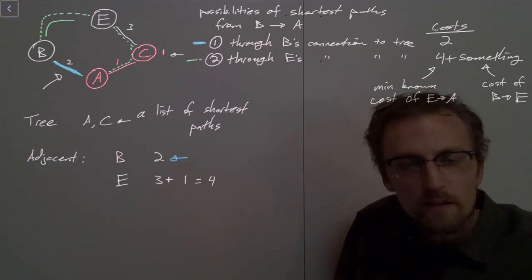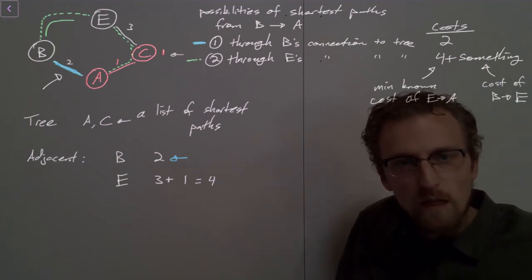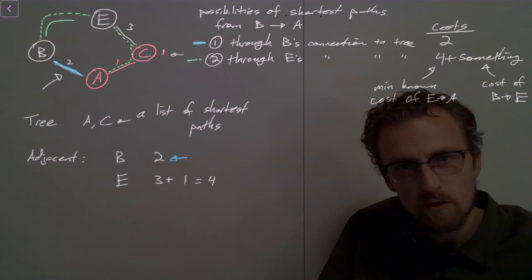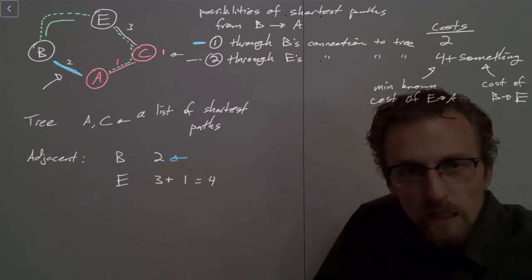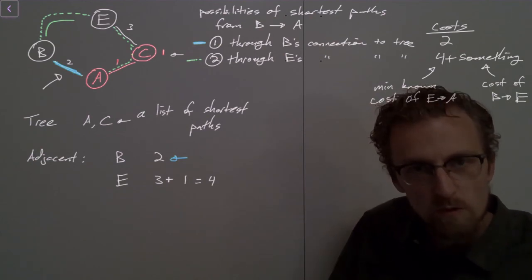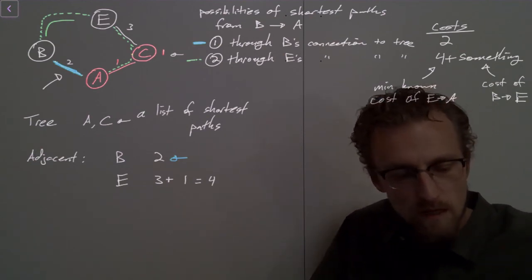So that's the relatively informal reason why Dijkstra's algorithm is correct. And we can generalize this, and we'll generalize it in some ways when we do Prim's algorithm in the next set of videos.